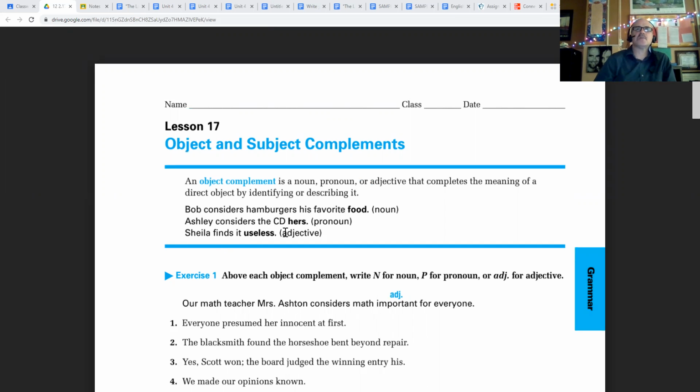Here, Sheila finds it useless. Okay, you might have a little bit of trouble finding the direct object because it's just a pronoun. What does she find? It. Okay, but then we have the adjective, which is by itself, right? We don't count this as an object complement because it's modifying the noun, which becomes the object complement. But sometimes we can have an adjective, kind of like a predicate adjective after a linking verb. So useless completes the meaning of it, which is the direct object.